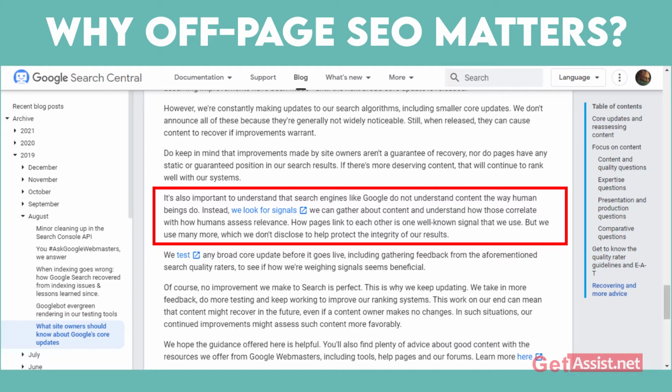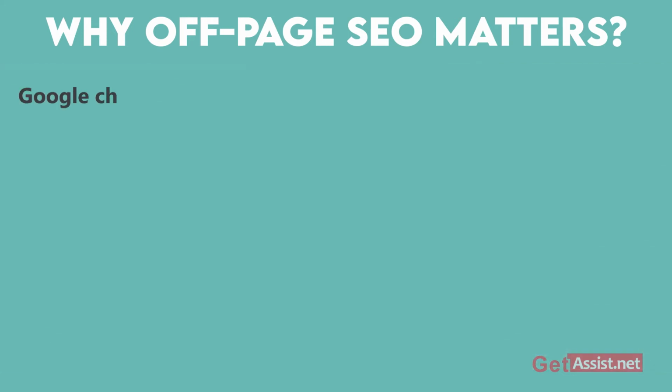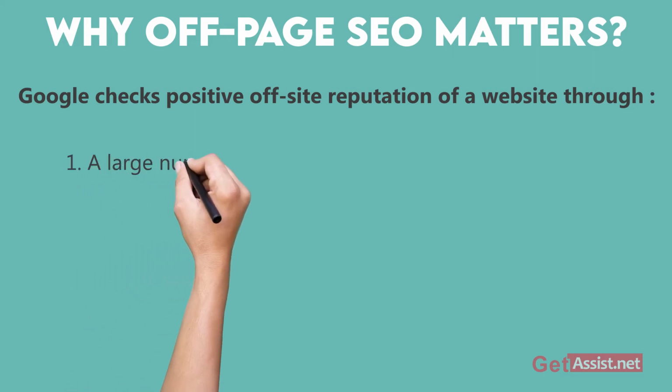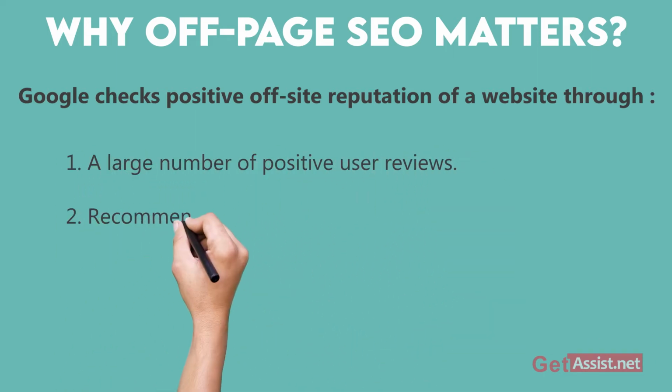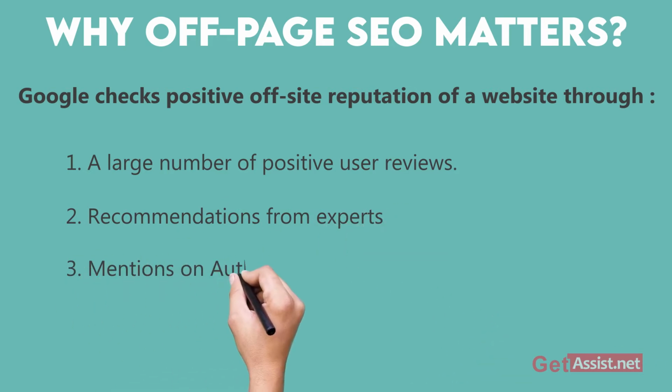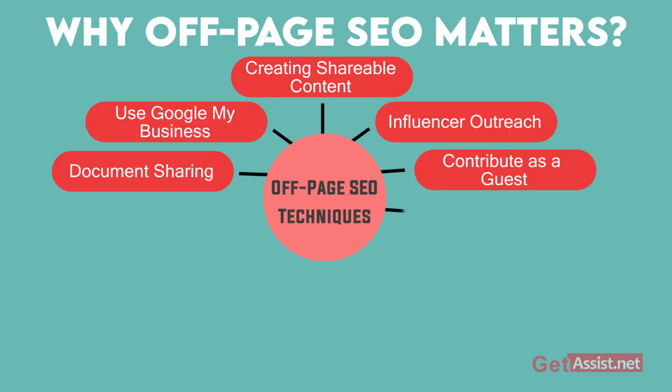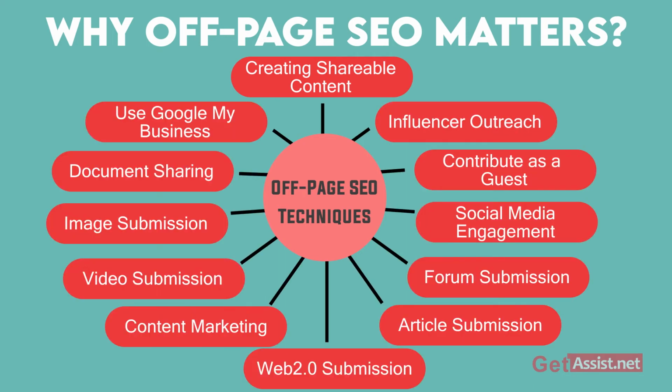As per Google, they use other off-site SEO signals as well to rank your website. As evidence of positive reputation, Google relies on a site's off-site reputation to figure out whether or not that site can be trusted. This includes a large number of positive user reviews, recommendations from experts, mentions on authority news sites and Wikipedia. Hence, you should not only focus on link building, as there are many other off-page SEO techniques and tactics that you should be using. They will not only help you to drive success from SEO but also help to build your brand.